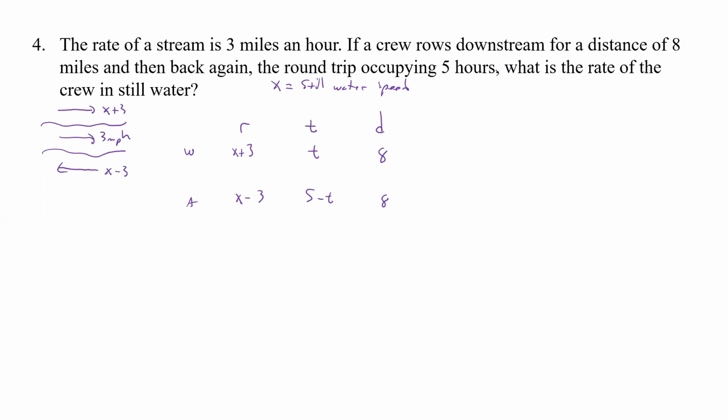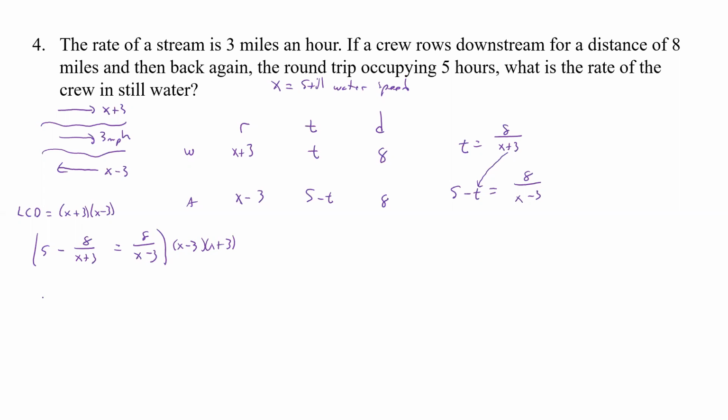Okay. Now we solve for t, so basically we solve for the second column. So here we get t is equal to 8 over x plus 3. Here we get 5 minus t equals 8 over x minus 3. Now again, we already solved for t, so we just plug that in right there. And so when we do that, we're going to have 5 minus 8 over x plus 3 equals 8 over x minus 3. Now, we're going to multiply by the LCD. Well, what's the LCD? That's x plus 3 times x minus 3. So we'll do that here.